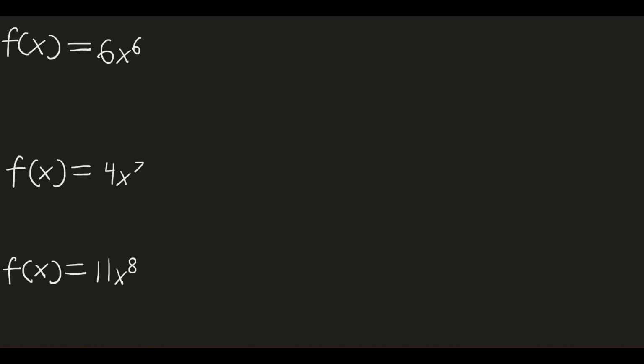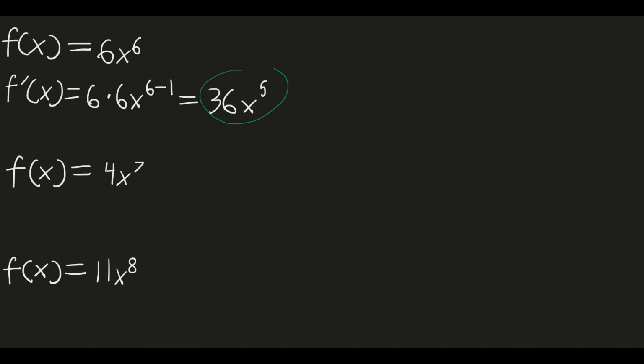So we would write this out as f prime of x equals 6 times 6x raised to the 6 minus 1. Doing the basic math, that gets us 36x to the 5th power. So we found the derivative of our first function here.